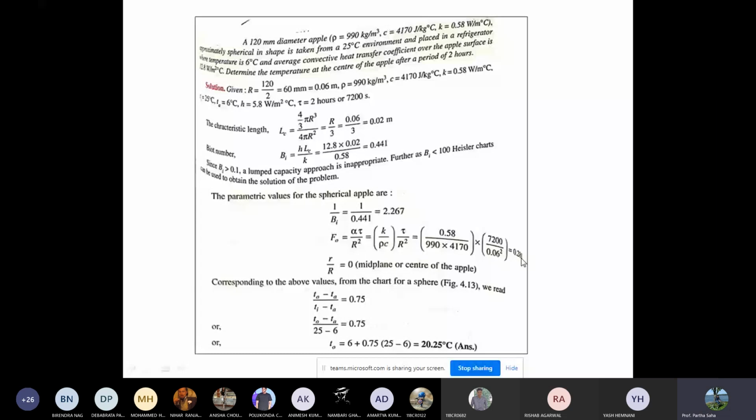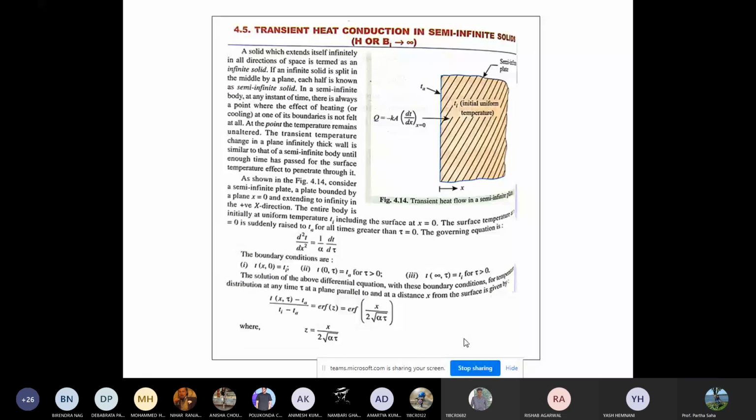Now let us look into another aspect. If Biot number is towards infinity, okay, transient heat conduction in a semi-infinite solid, this is a little bit different, but again we are going to look into it. So a solid which extends itself infinitely in all directions of space, if it is infinite in all directions, it is known as an infinite solid. Now if an infinite solid is split in the middle by a plane, each half is known as a semi-infinite solid. Okay, because one side will be finite, but the other side will be infinite. So that's why it is known as a semi-infinite solid.